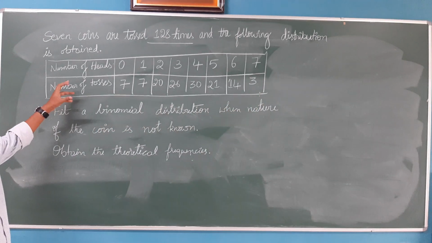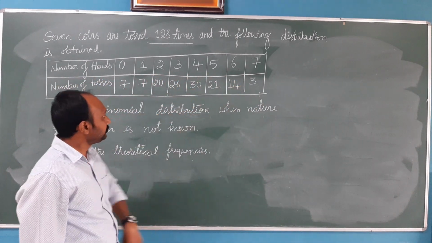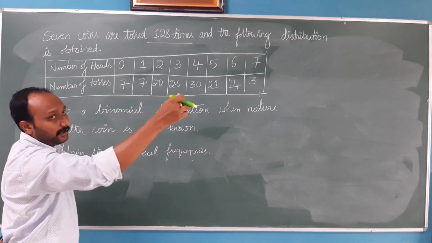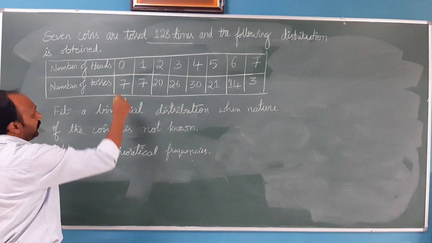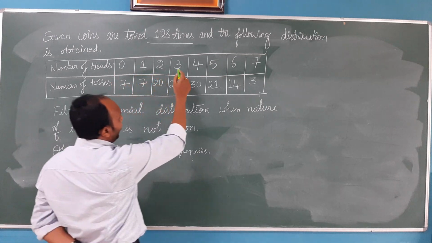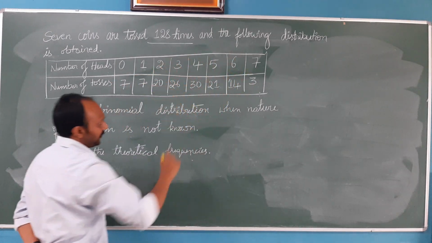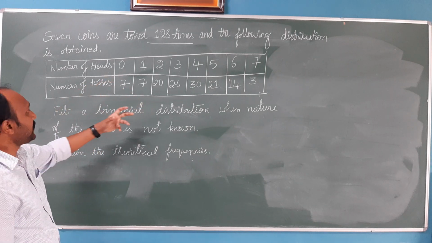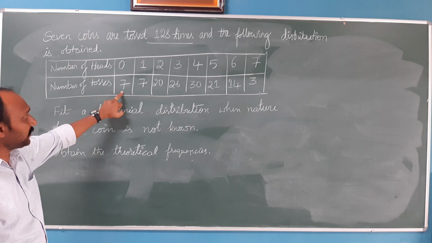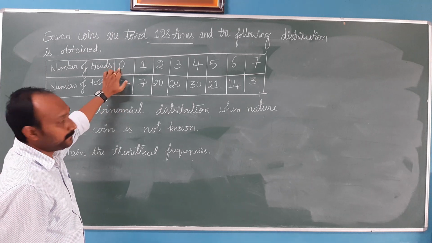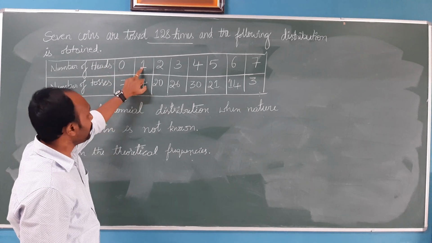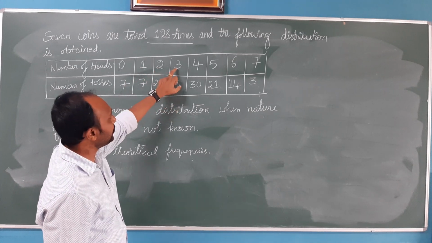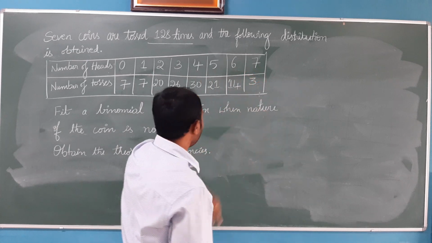So what is this? This is the observed set of values. Please notice here, number of heads. When you toss 7 coins, what is the number of heads that are going to appear? There may be 0 heads, 1 head, 2 heads, 3, 4, 5, 6 or 7 heads. Any of the heads can appear. And what are the observed frequencies of number of heads? 7 times we have observed no heads. 7 times we have observed only 1 head. 20 times 2 heads. And 26 times 3 heads. So it has taken all these frequencies.